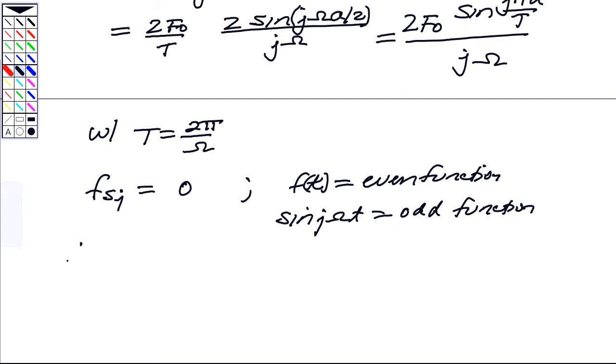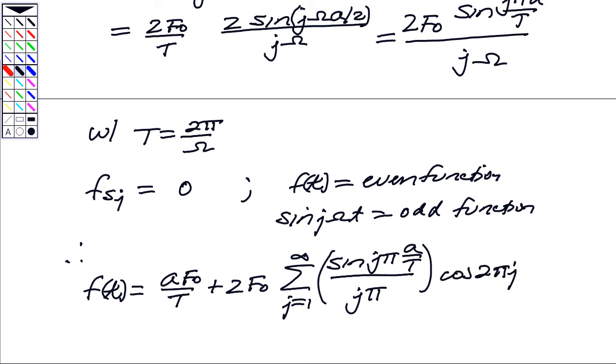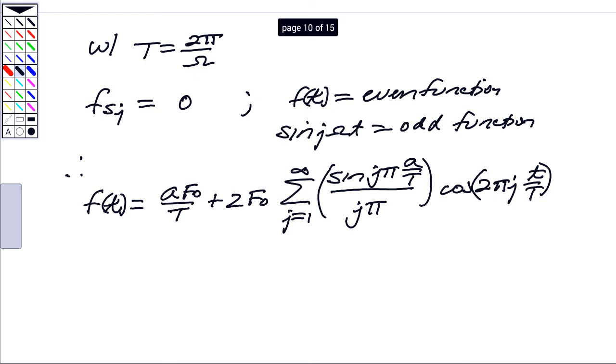So f of t, our excitation, is going to be a F naught over T plus 2 F naught, bring that constant there on the outside, the sum over j, 1 to infinity of sine of j pi a over T divided by j pi times cosine of 2 pi j t over T. So that is our Fourier series. So note that our coefficients there go as 1 over j. So that's going to be our first observation.